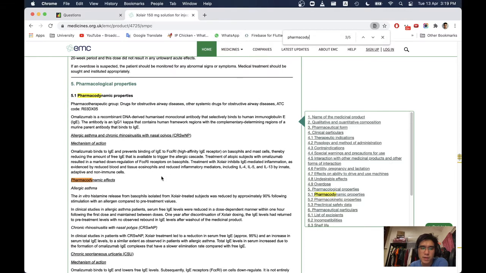Mechanism of action: omalizumab binds to IgE and prevents binding of IgE to Fc, what do you call it? Epsilon RI, high affinity IgE receptor on basophils and mast cells, thereby reducing the amount of free IgE that is available to trigger the allergic cascade. Treatment of atopic subjects with omalizumab resulted in a marked downregulation of this receptor on basophils. Treatment with Xolair inhibits IgE-mediated inflammation, as evidenced by reduced blood and tissue eosinophils and reduced inflammatory mediators, including IL-4, IL-5, IL-13, by innate, adaptive, and non-immune cells.